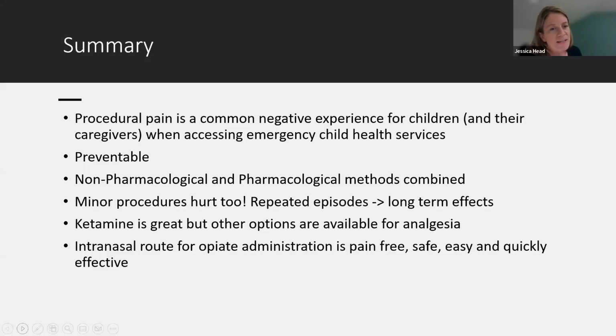In summary, procedural pain is a common negative experience for children and their caregivers when accessing emergency child health services, and it is preventable. We can use non-pharmacological and pharmacological methods in combination for best effect. Minor procedures like blood tests and IV lines do hurt, and repeated episodes have long-term effects for the child and their caregivers. Ketamine is great, but there are other options available for analgesia. And the intranasal route for opiate administration is pain-free, safe, easy, and quickly effective.